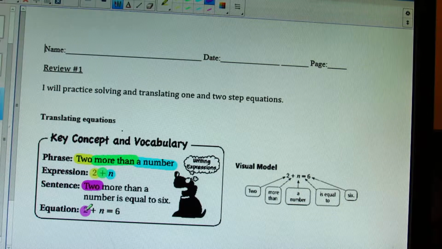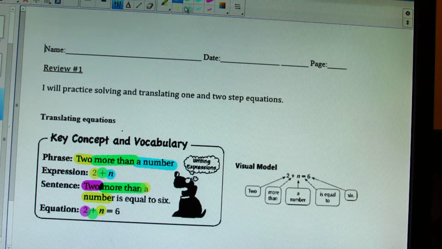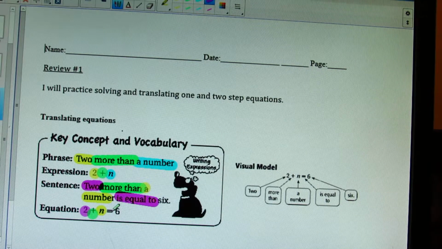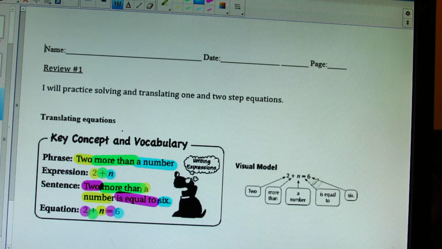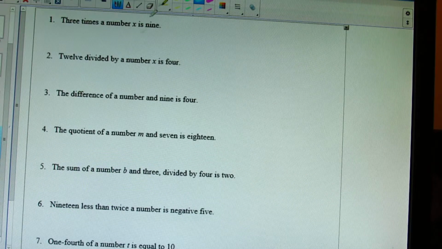2 more than a number is equal to 6. Whew, a lot of highlighting. 2 more than a number is equal to 6. Alright, let's try a couple on your own, and you're going to come back and watch the video.